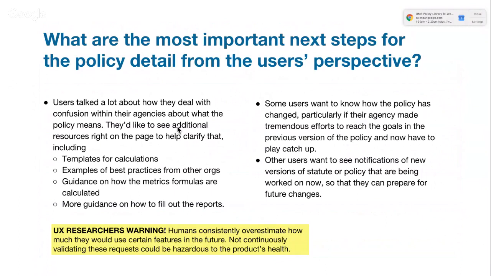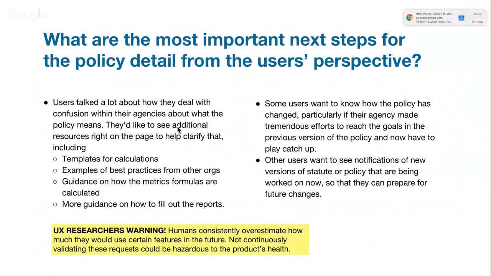So some users want to know how the policy has changed, and they want to be able to compare the previous version of the policy, although it was really just an earlier policy on the same topic. We don't really have versioning. They want to know what has changed between that policy and this policy, because they may have put tremendous efforts towards reaching the goals in the first policy, only to have it change on them. So they want to be able to point to the older one, at least to be able to justify this is why we were doing it this way.